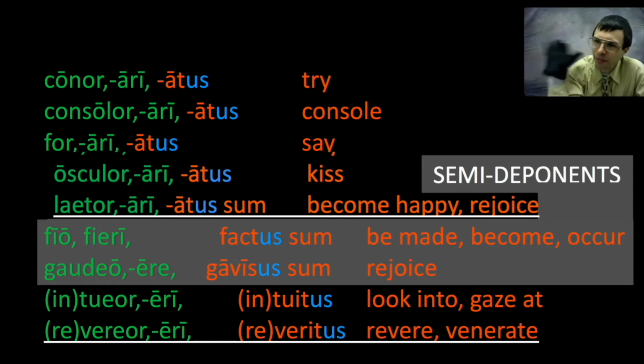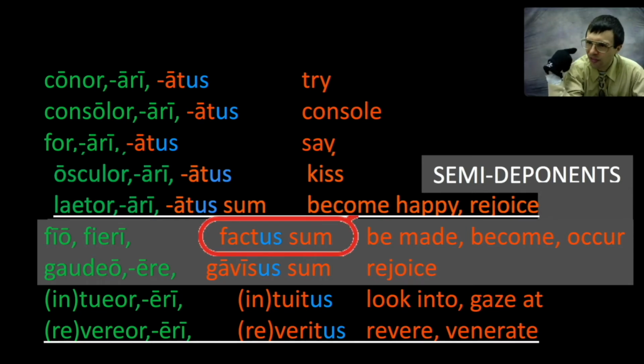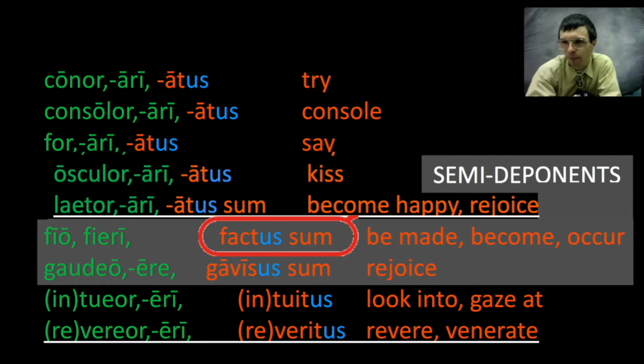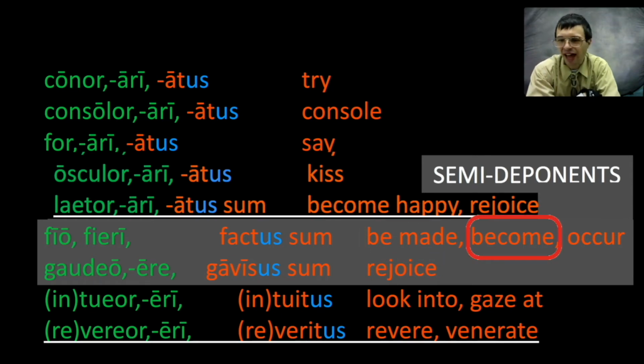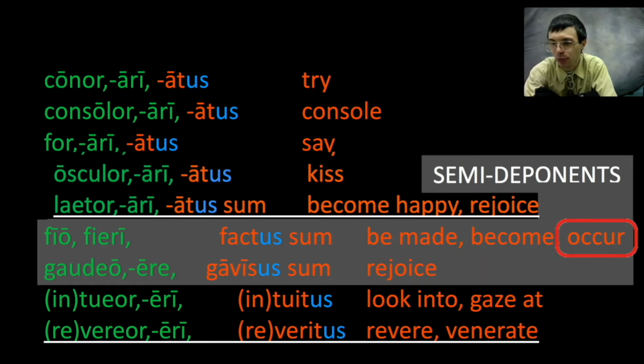All right, so what does this mean? You've already had factus sum. That was the perfect tense of what verb? Facio, good. So facio meant to make, and factus sum was I was made. But here we have it being used as I became, or we could have I occurred. Do you believe me that I was made and I became mean the same thing, basically? Do you buy that? Well, if you buy it, then this will make sense to you. If you don't, then I'm sorry.